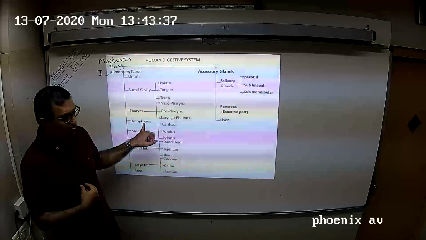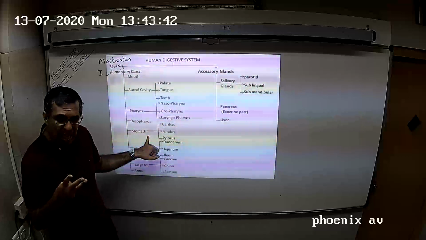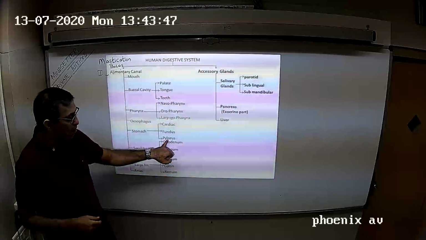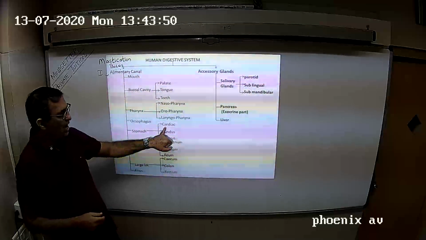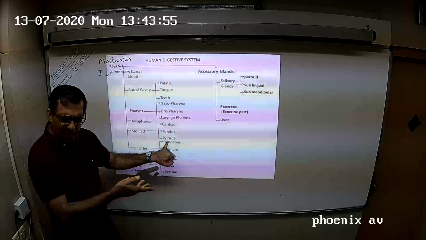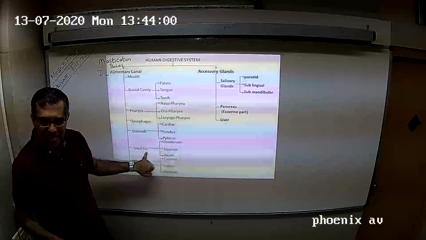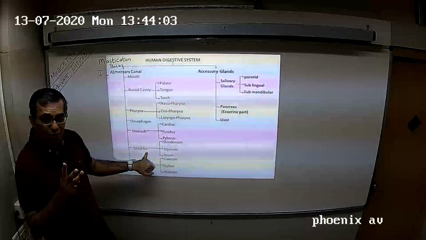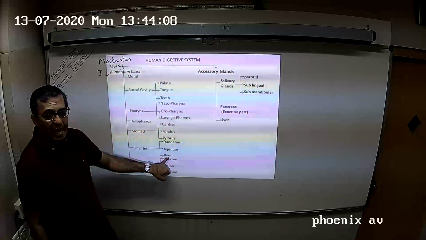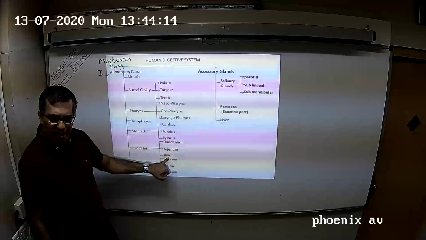From the esophagus, food will now enter the stomach. And the stomach consists of three parts, namely cardiac stomach, fundus stomach, and pylorus stomach. Stomach के तीन part करेंगे हम लोग डिटेल में. From the stomach, food goes into the small intestine. Small intestine consists of three parts, namely duodenum, jejunum, and ileum.